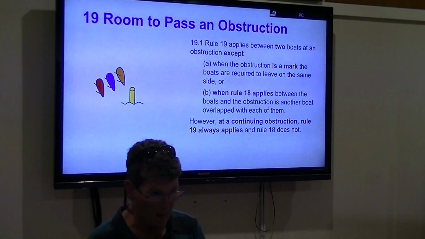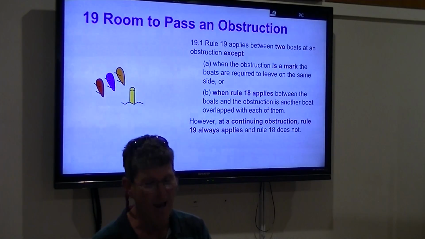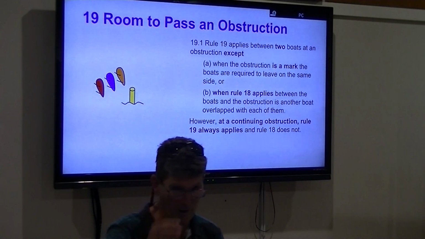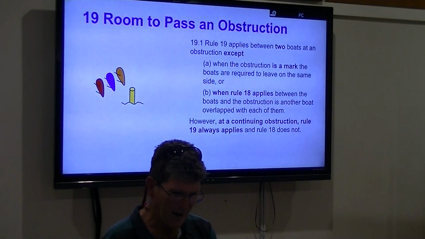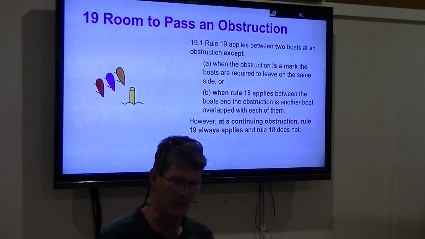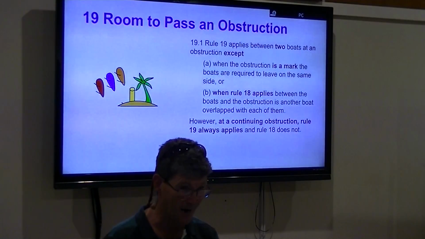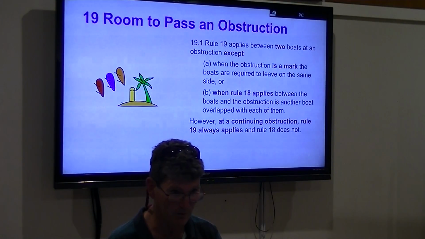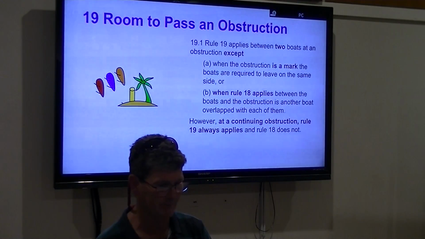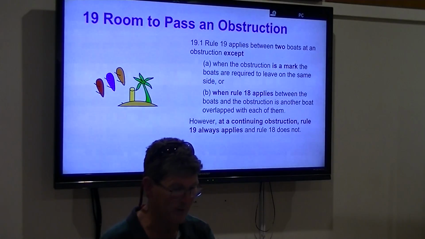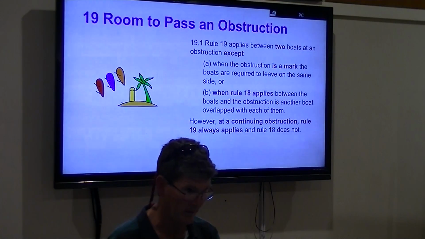So there's a new way of switching it off. If Rule 18 applies, it's a mark, and they're overlapped, we can switch it off, and we can't just say that he's an obstruction. So it's a bit of a brain splitter. However, for a continuing obstruction, Rule 19 always applies and 18 does not. So if our mark is an island, which we sometimes do, then it's a continuing obstruction, and Rule 19 does apply. So that changes it, and all of a sudden boats can be obstructions again. So they've turned it off and then they've turned it back on again.